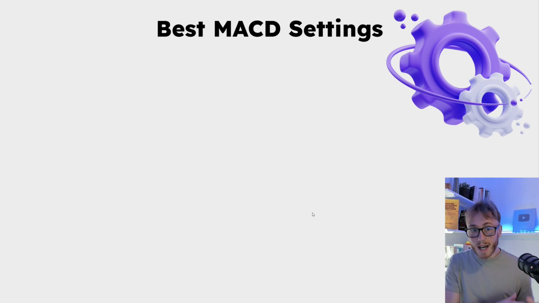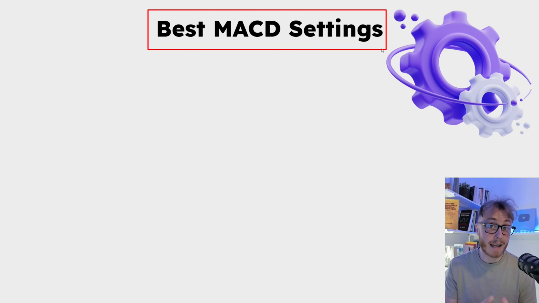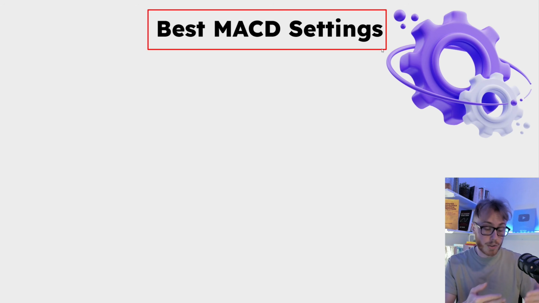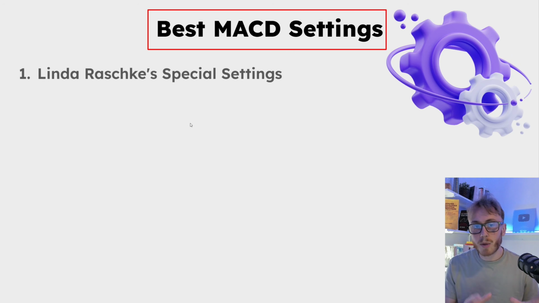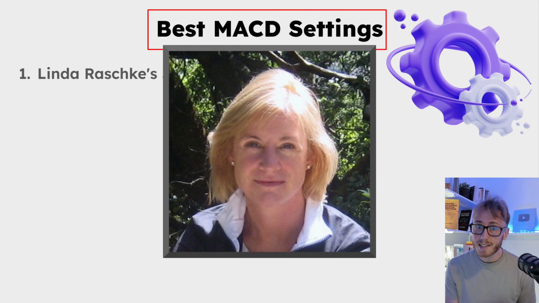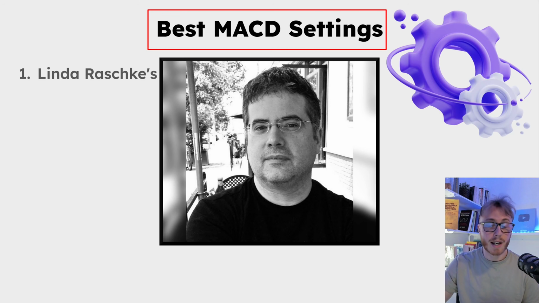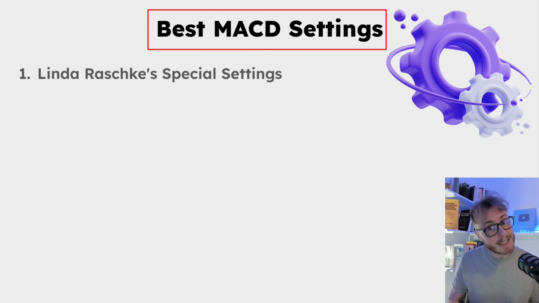Alright guys, so now we are finally ready to take a look at some of the best MACD settings. If you didn't know, the MACD indicator actually has tons of different settings that you can change to potentially improve the indicator and as a result, improve your trading. And the very first setting we're going to take a look at is a setting popularized by Linda Raschke. This setting is also used by other professional traders like Adam Grimes. And very soon we will take a look at exactly how you can change the settings to get this special type of MACD.